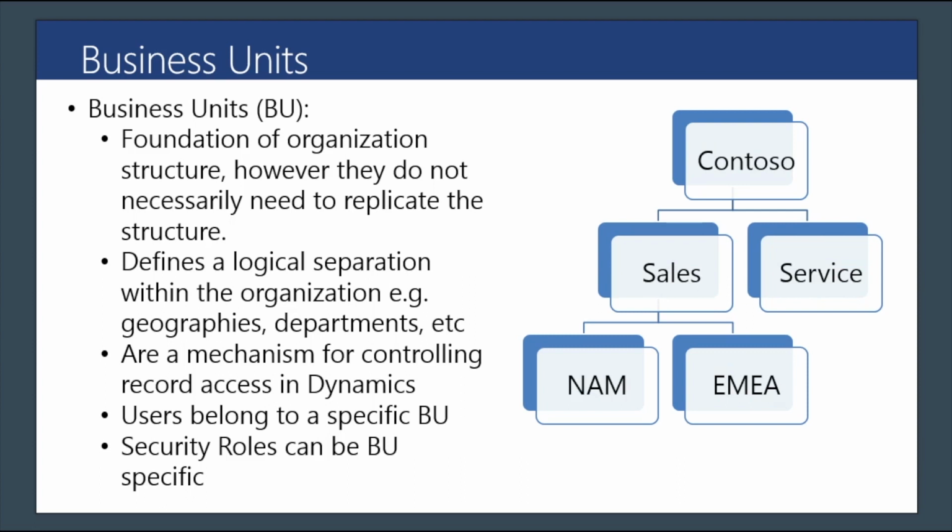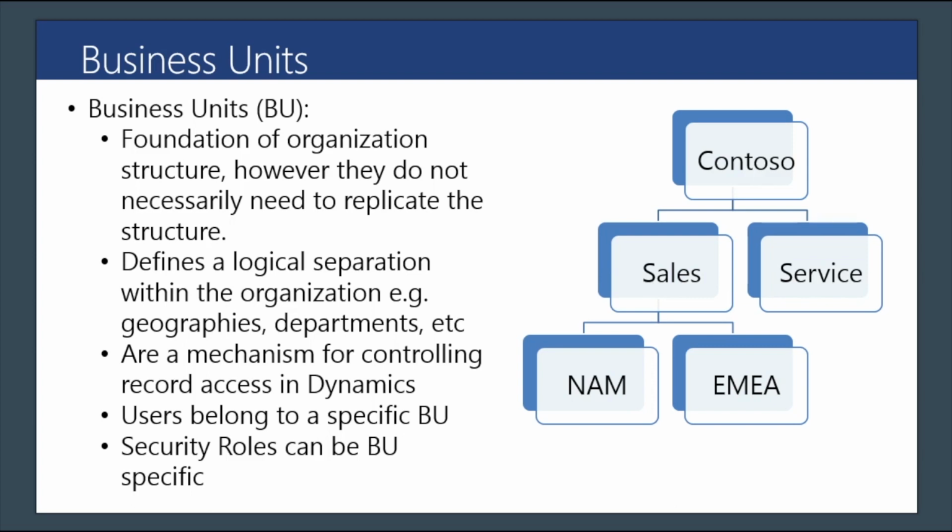Another example of a business unit hierarchy. So we have our root as Contoso, and then we've got two child business units where we've separated it out by department, for example. So we've got sales and we've got service. And then within sales, we've got two other child business units that are more separated by geography, where we have North America and EMEA.